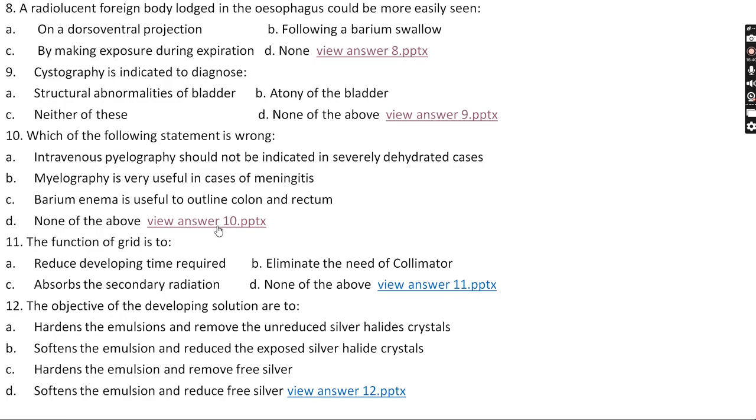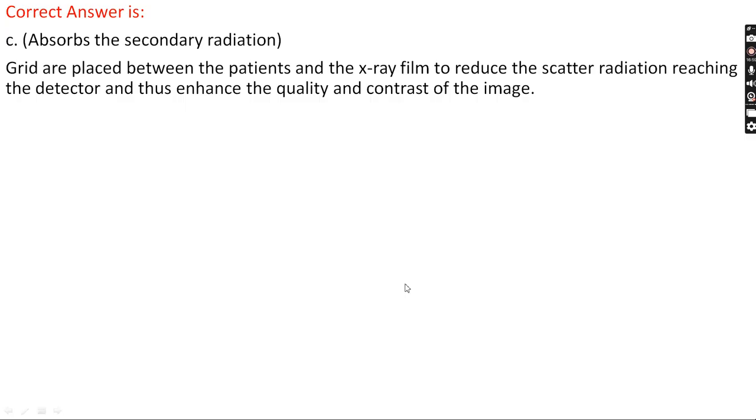Question number 11. The function of a grid is to: option A, reduce developing time required; option B, eliminate the need for a collimator; option C, absorb the secondary radiation; or option D, none of the above. The right answer is option C, absorb the secondary radiation.